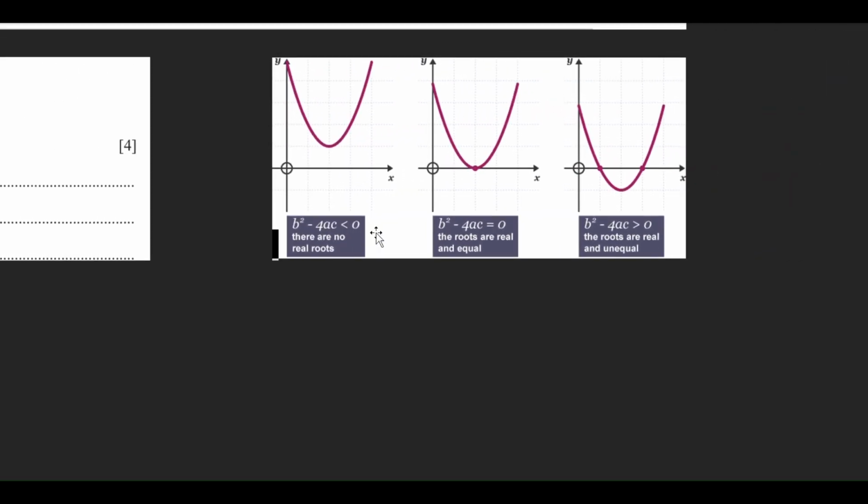It reads, find the set of values of the constant k for which the quadratic equation has two distinct real roots. You can see you only have these three case scenarios. The first is where you don't have a root at all, and the graph will never get to the x-axis. In the second, you only have one repeated root, and finally you can have two coordinates, meaning two distinct roots, because those two values are not the same.